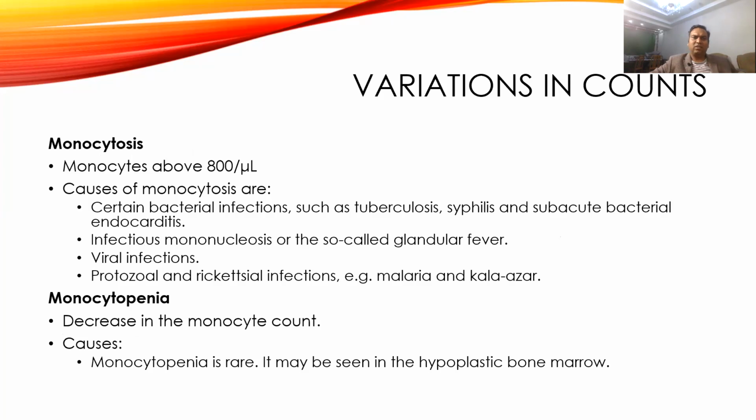Variations: whenever there is an increase in the cell, it is called monocytosis. Examples are tuberculosis, syphilis, any type of chronic bacterial infection can cause an increase in monocyte count. Endocarditis, then viral infection, infectious mononucleosis, specifically named because there is a very high increase of monocyte count, and this is also called glandular fever because it causes increased size of the lymph nodes. In viral infection also there is increased monocyte count. In protozoal and rickettsial infections like Kala-Azar and malaria, also there is an increase in monocyte count. Decrease in monocyte count is called monocytopenia, and it is usually seen in hypoplastic bone marrow.